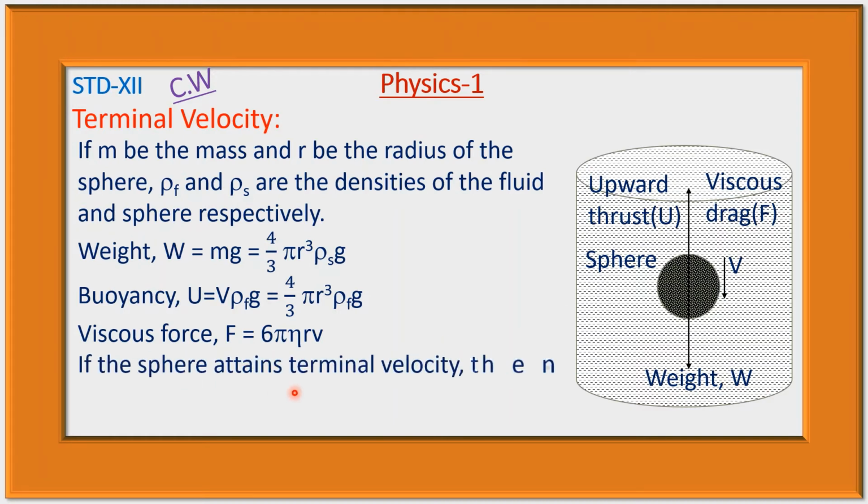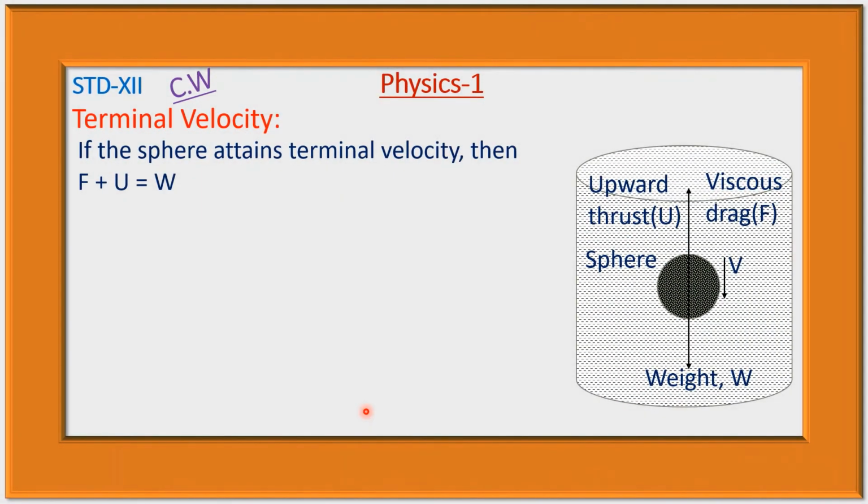If the sphere attains terminal velocity, then F plus U is equal to W. That is, when the upward force is balanced by the downward force, the sphere falls with constant velocity, that is terminal velocity. Here F plus U is equal to W.